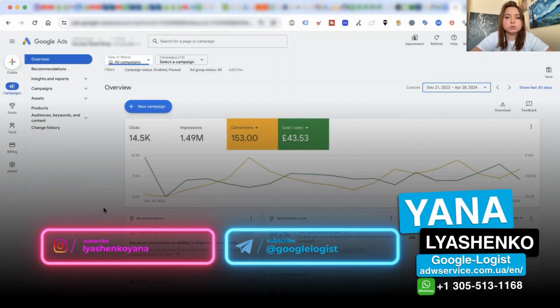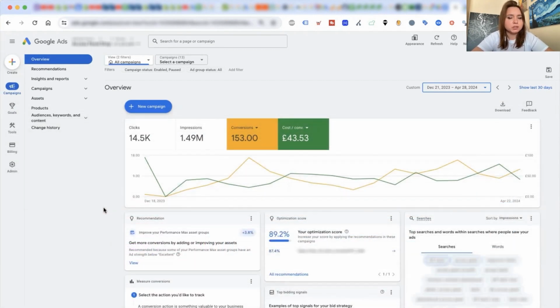I am a Google logistician. I deliver the target audience for businesses with the right parameters, meaning I help increase online sales using Google Ads tools. And today I want to show and demonstrate the team's case.